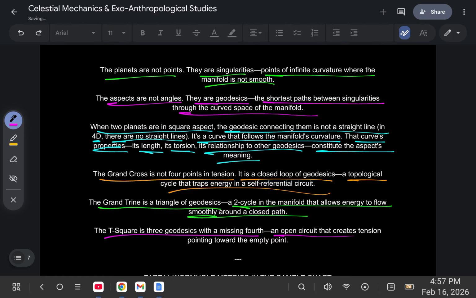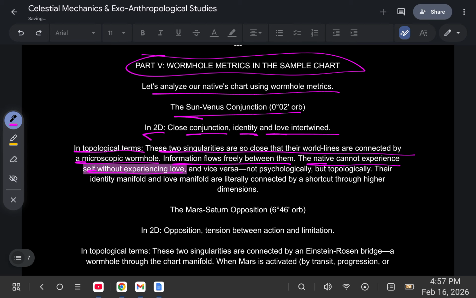Information flows freely between them. The native cannot experience self without experiencing love, and vice versa. Not psychologically, but topologically. Their identity manifold and love manifold are literally connected by a shortcut through higher dimensions.